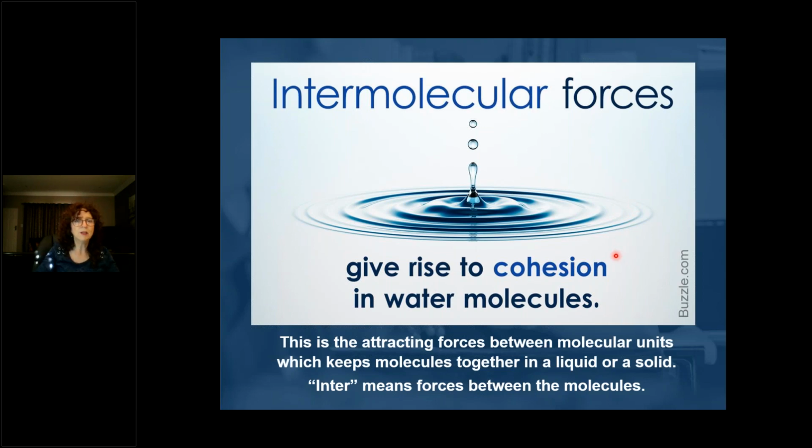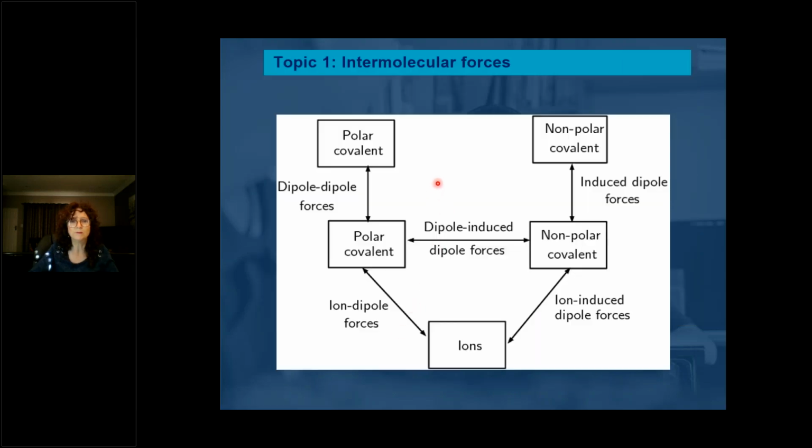Okay, intermolecular forces give the reason for cohesion in water molecules. These are the attracting forces between molecular units which keep molecules together in a liquid or a solid. Inter means forces between the molecules, so it's between the molecules. This is very important. So we talk about forces, and that's what we're going to talk about.